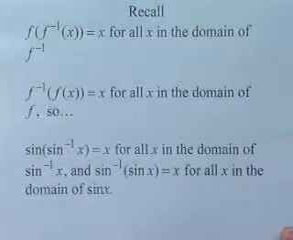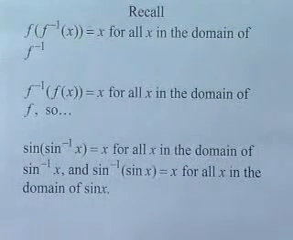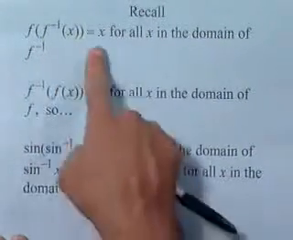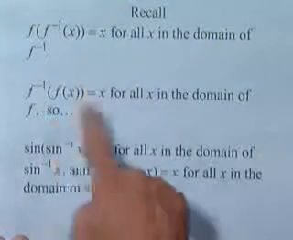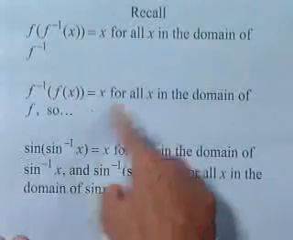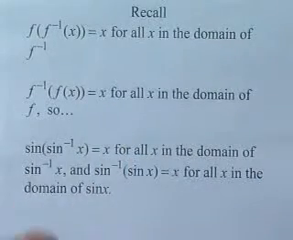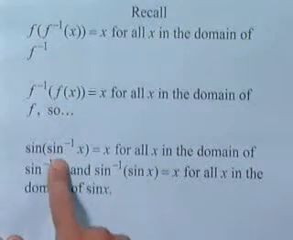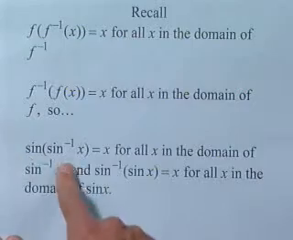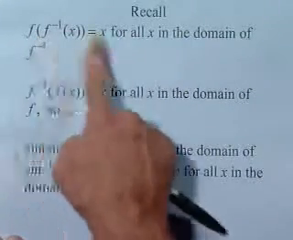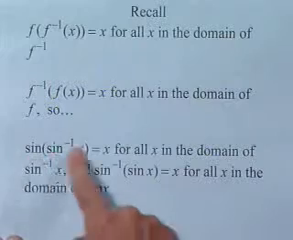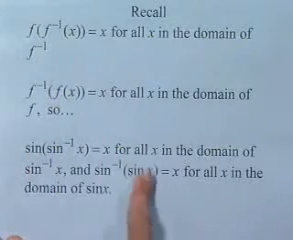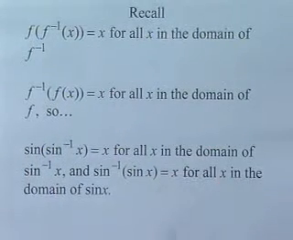Okay, let's go back. Remember property 3 of inverse functions that we talked about in a previous lesson? If we compose them, we always get x. f composed with f inverse is x for all x in the domain of f inverse. f inverse composed with f of x is x for all x in the domain of f. So the following must be true. I'm just going to call f sine x, and I'll call f inverse arc sine x. So sine of sine inverse is equal to x for all x in the domain of sine inverse, and sine inverse composed with sine x is equal to x for all x in the domain of sine.